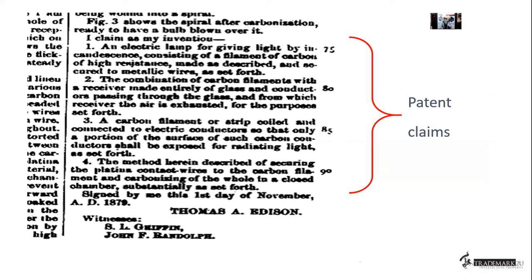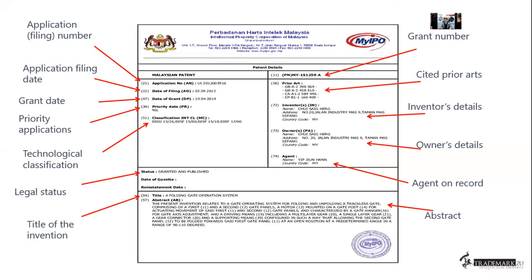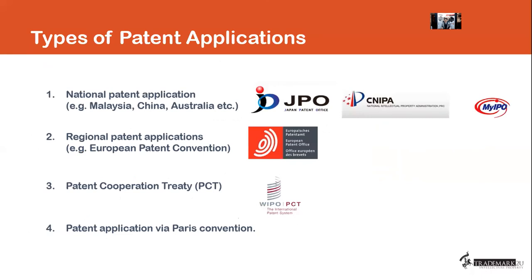Okay, this is where your patent agent will actually help you draft the claims. This is one of the examples of the information that you can obtain from MyIPO, the Malaysia Intellectual Property Office, for patents. All right. There are several types of patent applications.